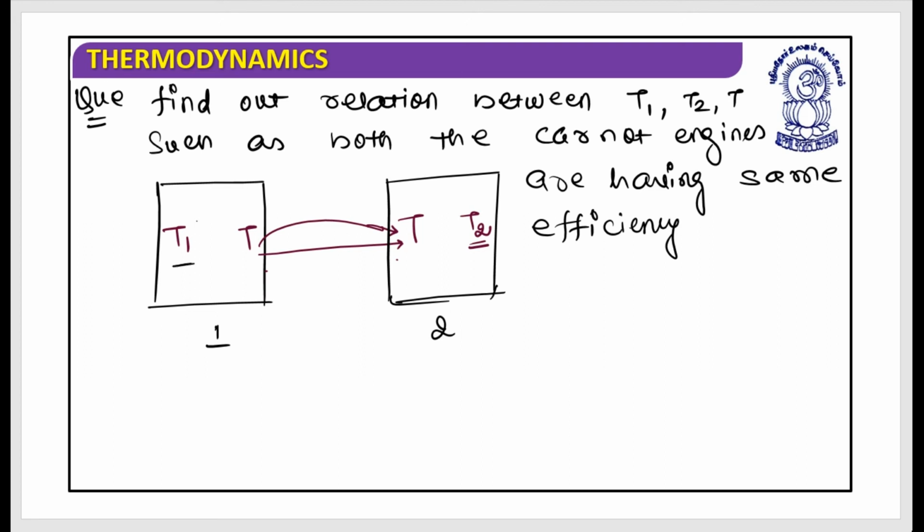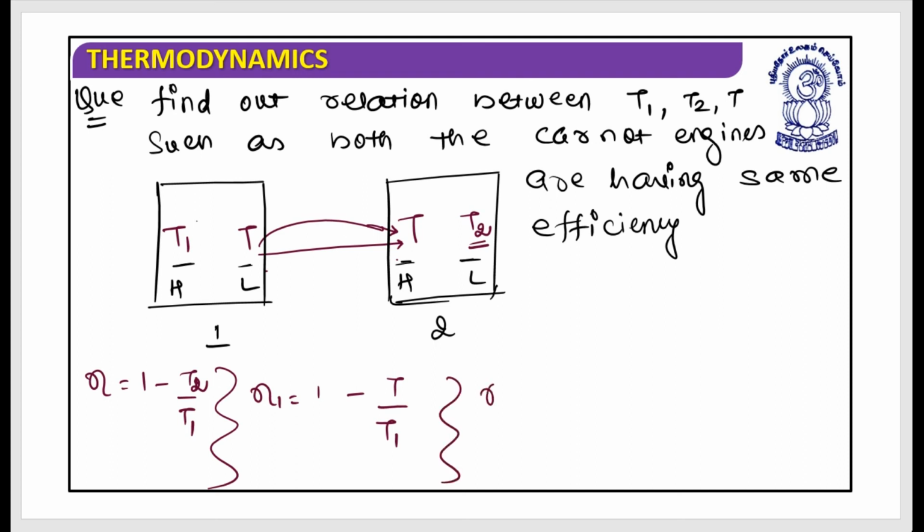This is the situation. This is the high temperature of this engine. This is the low temperature of this engine. This is the high temperature of this engine, and this is the low temperature of this engine. So the efficiency is equal to 1 minus T2 by T1. This is the master relation. If I want to write it for the first engine, its efficiency is equal to 1 minus T by T1. And for the second engine, N2 is equal to 1 minus T2 by T.